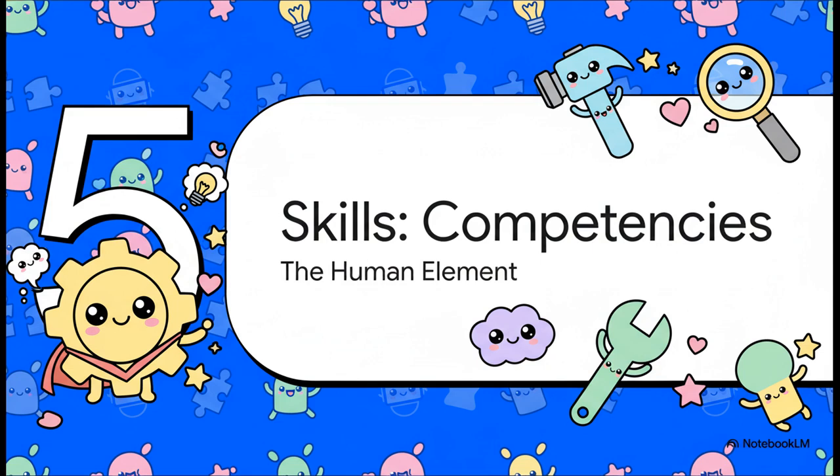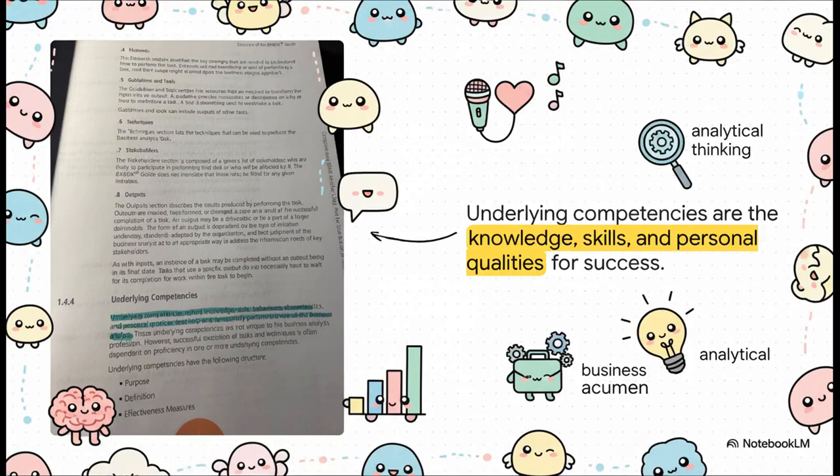So, we've covered the views, the actions, and the tools. But you know what? None of that means a thing without the right person actually using them. And that brings us to the final, and maybe most important piece of the puzzle, the underlying competencies. Let's just read this definition right from the guide because it's perfect. Underlying competencies reflect knowledge, skills, behaviors, characteristics, and personal qualities that help one successfully perform the role of the business analyst. See, this is about more than just a process. This is about you. It's about how you communicate, how you think, and your business savvy.